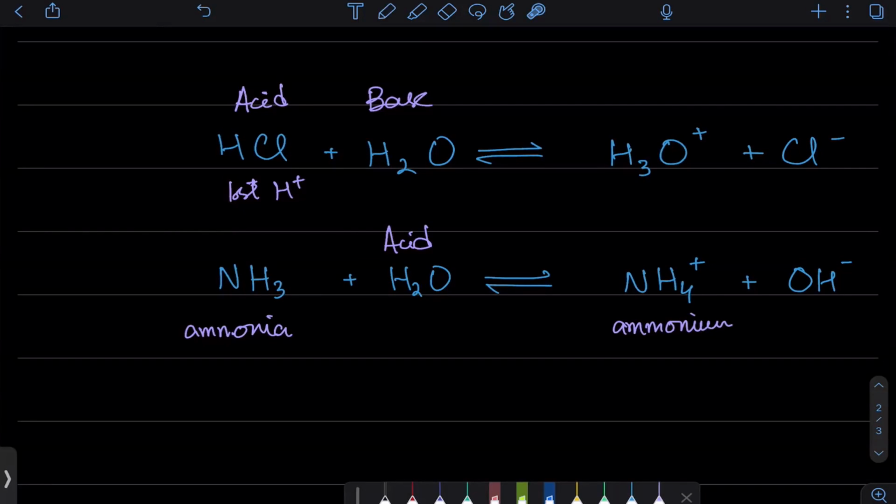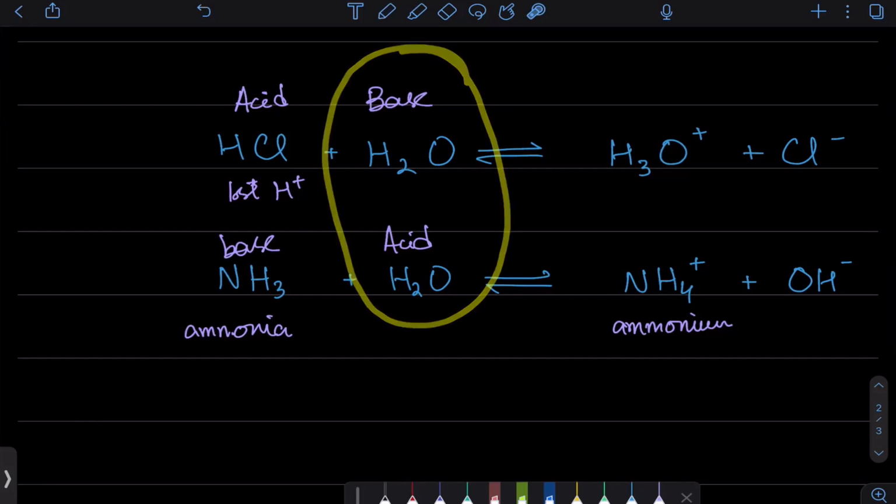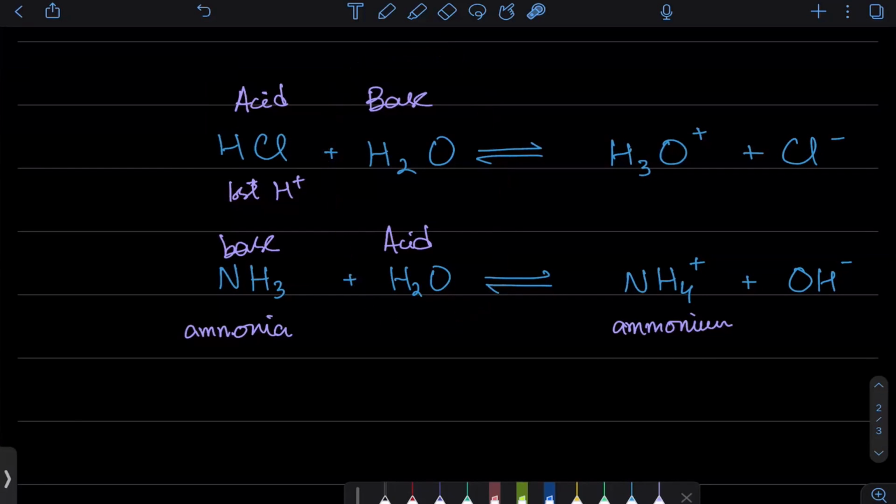So clearly this was NH3. This has gotten one H positive extra. So this has taken it. So it's a base, and that's an acid. Water is acting as an acid. But because water is able to do both of those things, we say water is neutral, because it's able to do both of those things at the same time.